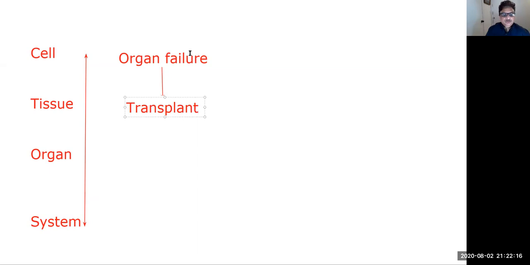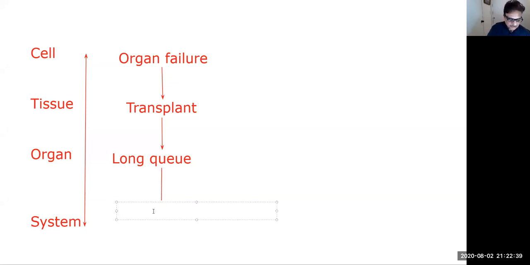This is not easy because first, there is a long queue. And then even if you find a donor, the problem is still there because it may not match. The tissue matching may not be perfect. If matching is not perfect, there will be acute or chronic rejection, depending. So what is an alternative to this to treat organ failure?